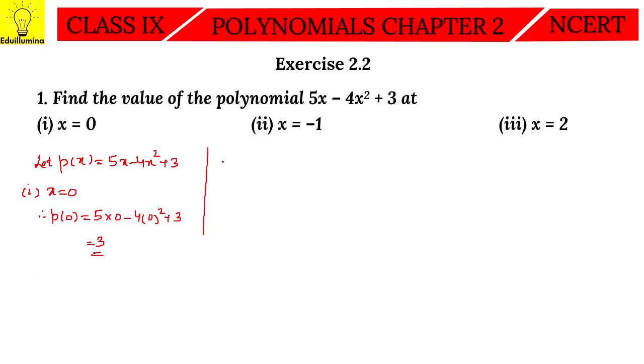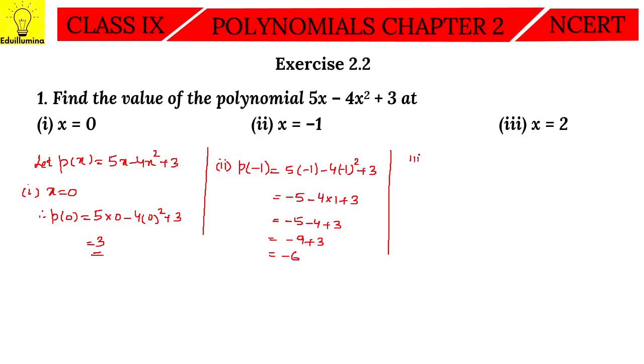And the second one, x equal to minus 1. So we want to find the value of polynomial at x equal to minus 1. So therefore p of minus 1, 5 into minus 1 minus 4 into minus 1 square plus 3. 5 into minus 1 is minus 5 minus 4 into minus 1 square is 1 plus 3. So it will be equal to minus 5 minus 4 plus 3, which is equal to minus 9 plus 3. So the answer is equal to minus 6.